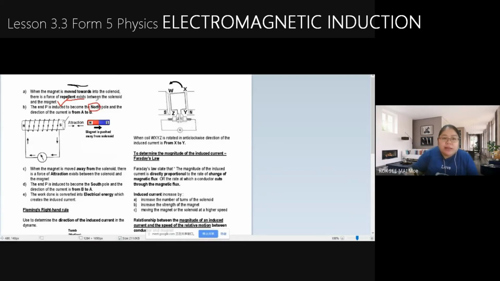After that, they have an opposite force, you become the north pole, and the direction of the current now is from A to B. Another side, the galvanometer, for example, this one is A and B. Following the just now diagram, it goes A to B. Okay, galvanometer A to B. This one is the just now diagram. Then we go to this diagram.